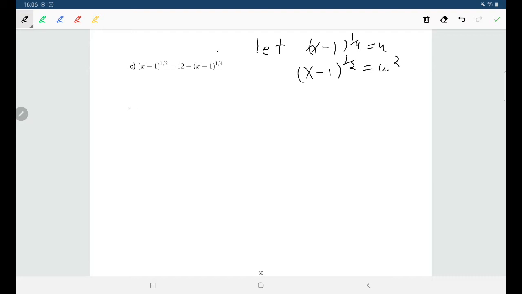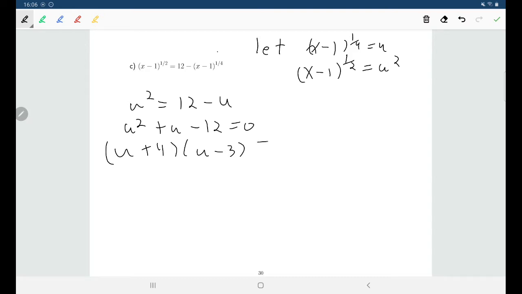So we would have u squared is equal to 12 minus u, or u squared plus u minus 12 is equal to 0. And then solving again, however you like, either by factoring or quadratic formula or whatever technique works best for you. In this case, factoring works really nicely. I find two solutions. u is -4, and u is equal to +3. And that gives me two potential solutions.